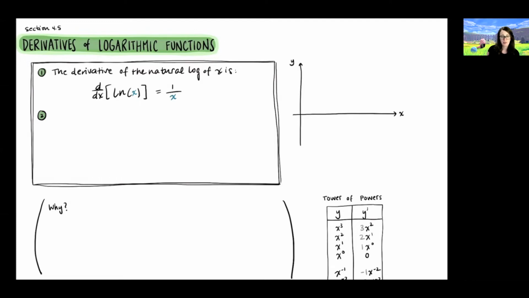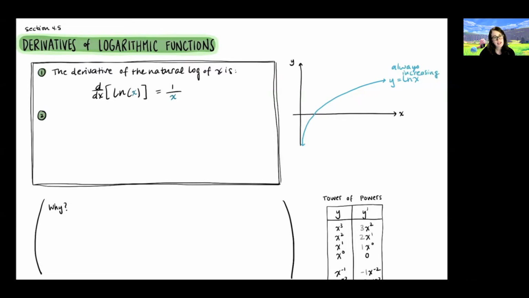Now, before we apply the chain rule to this, here is a really quick graphical explanation for the derivative of the natural log of x being 1 over x. If we look at the function, the natural log of x, we reviewed in the natural log review section that the graph of this thing looks like this. Now, this function, as we saw, is always increasing. It's always going up as you go from left to right.